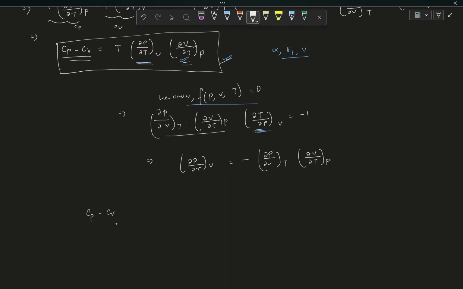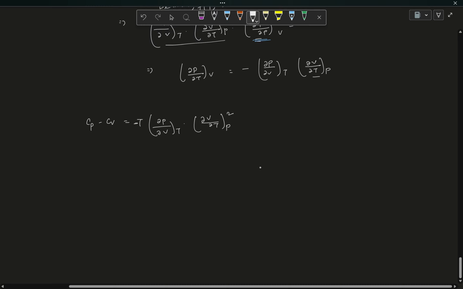So then Cp minus Cv will be T times this del P del T. You modify, there is a minus sign, so this is del P del V at T constant into, again you are getting a del V del T at P constant. There was already a del V del T, so that will be a square term, so del V del T at P constant whole squared, right?